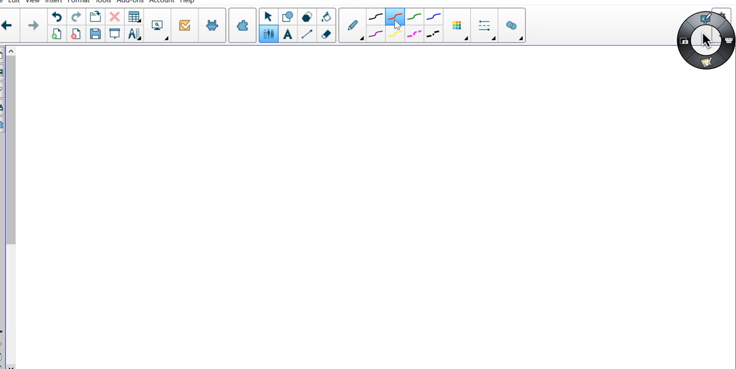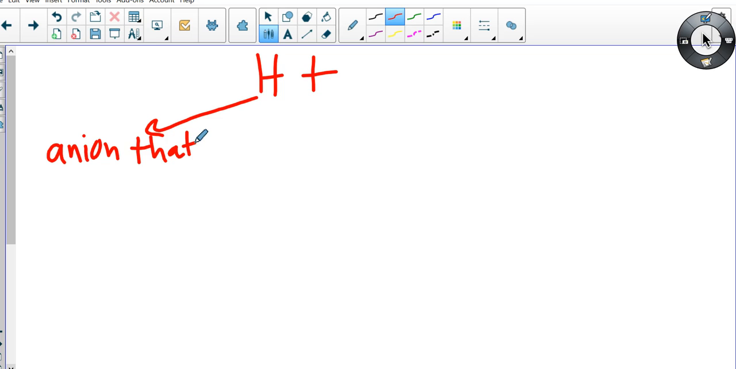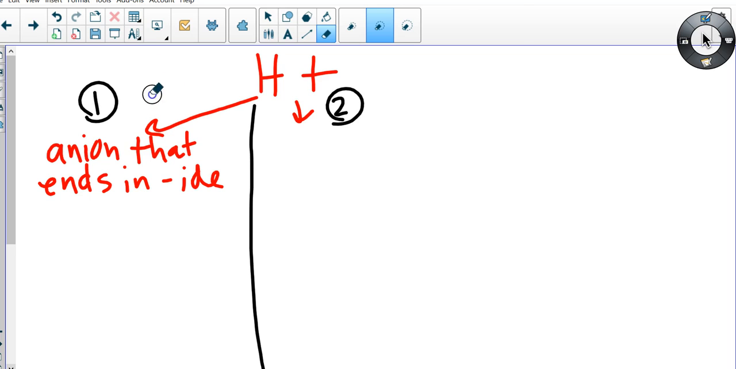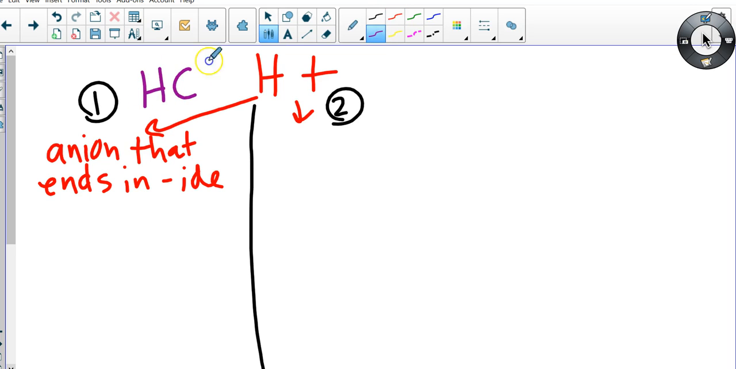So there are 3 different possibilities. Option number 1: we have hydrogen plus an anion that ends in ide. Option number 2: we have hydrogen plus, so that would be like my HCl, right? I'm going to get all crazy with my colors here. That's chloride. So that has a way to name.